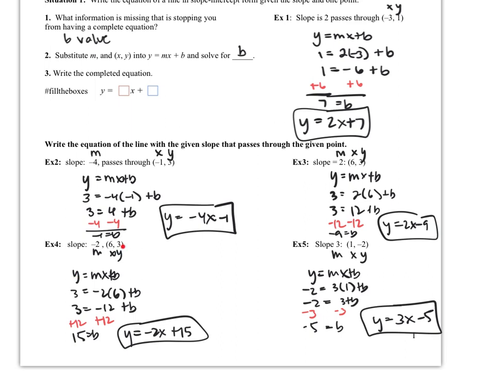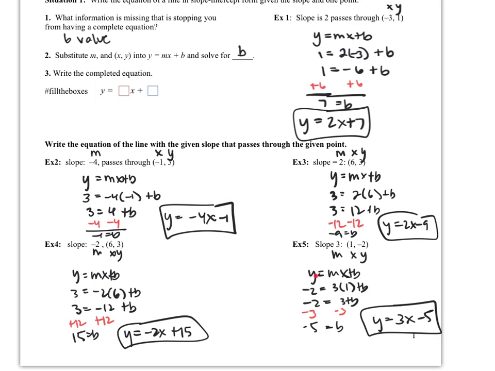Here I changed y to 3, m to -2, and x to 6, b stayed b. -2 times 6 was -12, and then to get b by itself, I added 12 to both sides, making b 15. Final answer, y equals -2x plus 15.